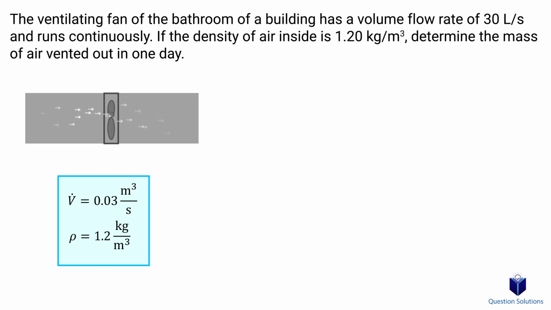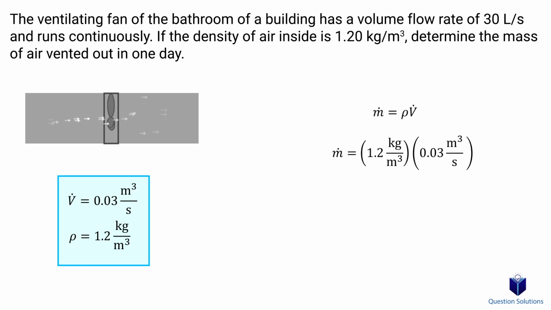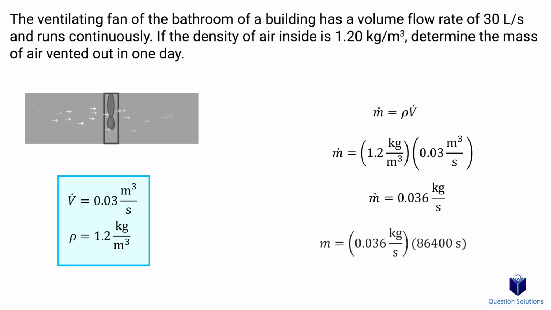To find the mass, we will first figure out how much mass flows per second by using this equation. Let's plug in our values. So this tells us that 0.036 kilograms of air is flowing per each second. To figure out how much mass flows through for a whole day, we need to multiply it by 1 day, or 86,400 seconds. And that is our answer.